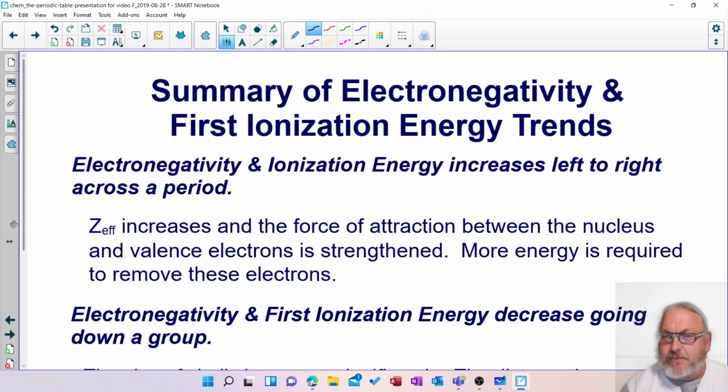So let's talk about the electronegativity and first ionization energy trends. Going across a period, from left to right, electronegativity and ionization energy will increase. Why? Because the Zeff increases, and that strengthens the force of attraction between the nucleus and the valence electrons. It will take more energy to remove those electrons than what it's worth.